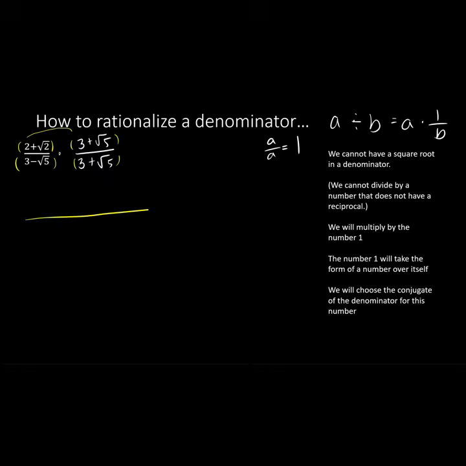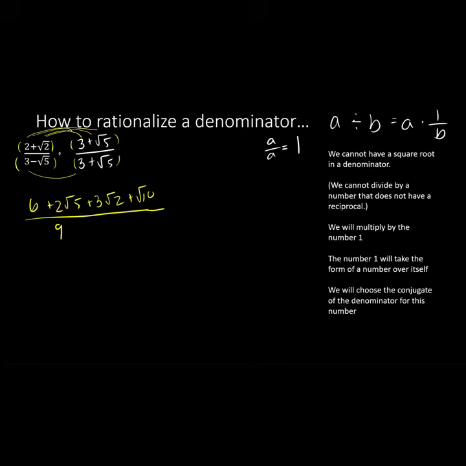So 2 times 3 is 6. 2 times root 5 is 2 root 5. Root 2 times 3 is the same as 3 root 2, and root 2 times root 5 is root 10. In my denominator, 3 times 3 is 9.